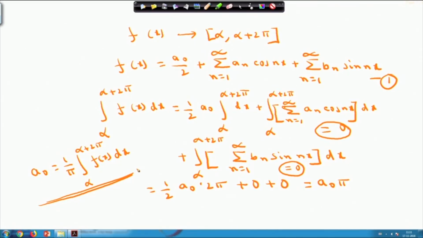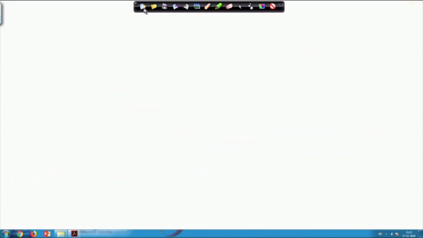Now, I have to find out the value of a_n. To find the value of a_n, what I will do is, on equation 1, multiply both sides by cos nx and integrate from alpha to alpha plus 2 pi. So, to find the coefficient a_n, we first multiply equation 1 by cos nx on both sides and then integrate from alpha to alpha plus 2 pi. Once we do it, on the left hand side you will get the integral from alpha to alpha plus 2 pi of f(x) cos nx dx.